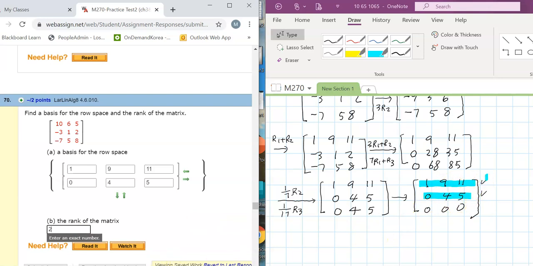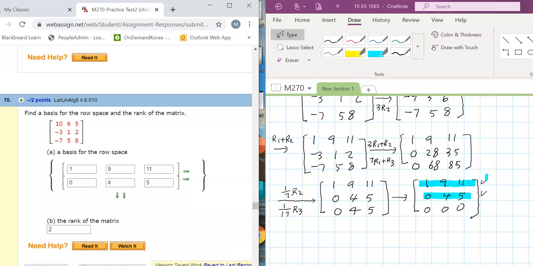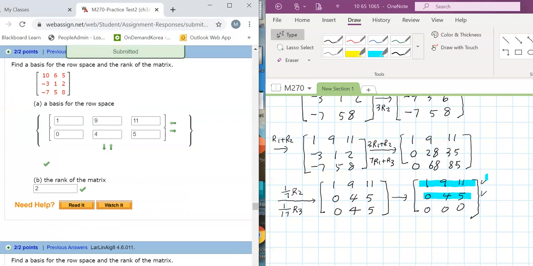So now let's submit the answer. Okay. So where's the submit the answer button? Right there. Okay. Yeah, let's see. See here? So once you have an entire zero row here, you can pick these two rows as the basis. Okay? All right, next one. I'm going to just go a little bit how to do that. Okay, let's go to the next one.